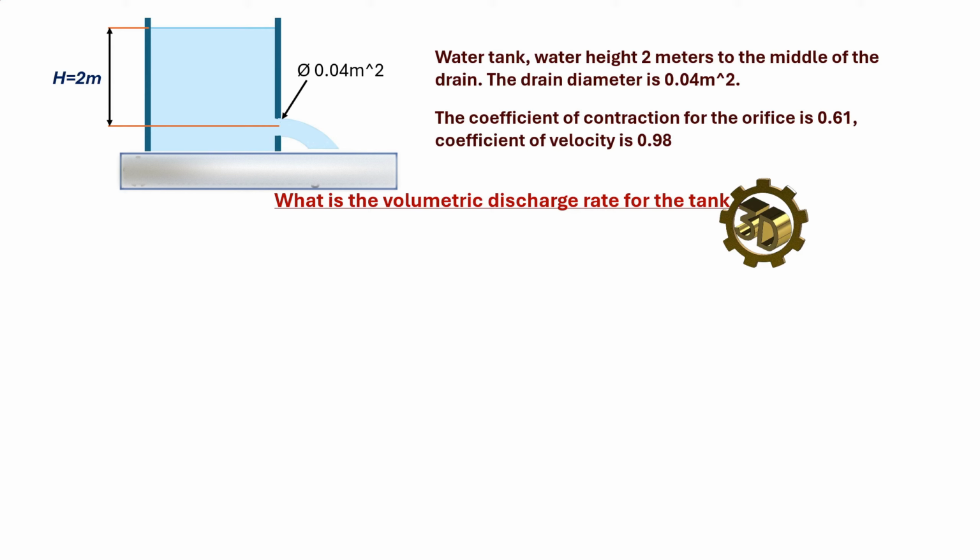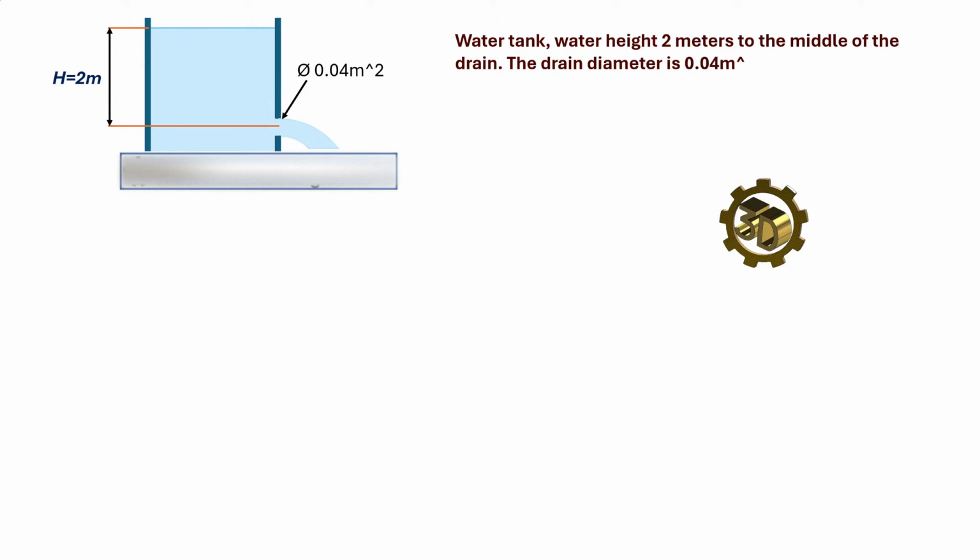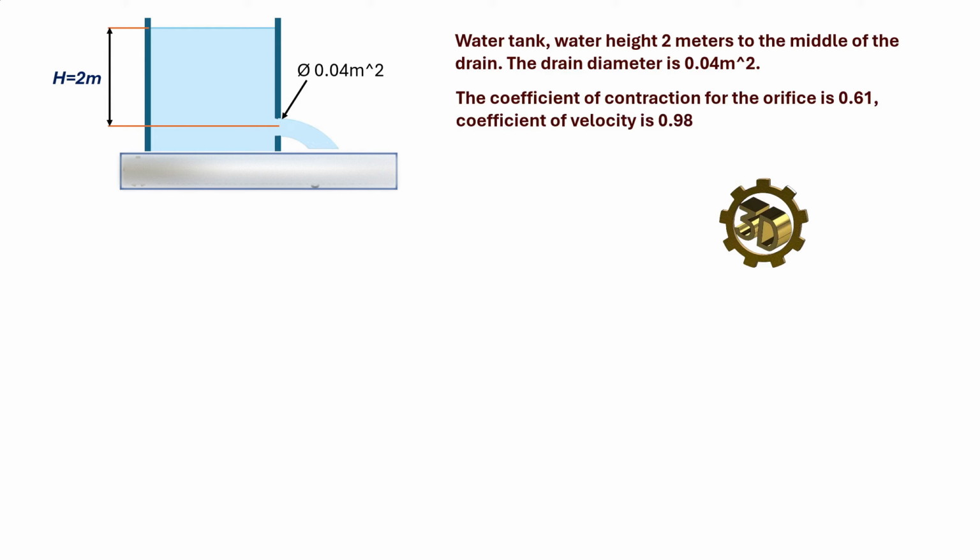Hi, 3D mechanical design. Fluid mechanics. Water tank, water height 2 meters to the middle of the drain. The drain diameter is 0.04 square meters. The coefficient of contraction for the orifice is 0.61, coefficient of velocity is 0.98. What is the volumetric discharge rate for the tank?